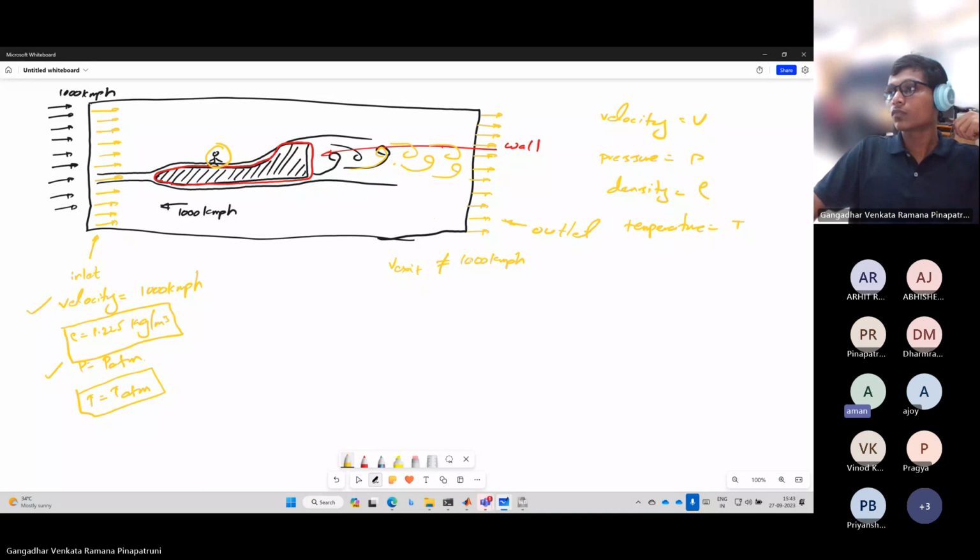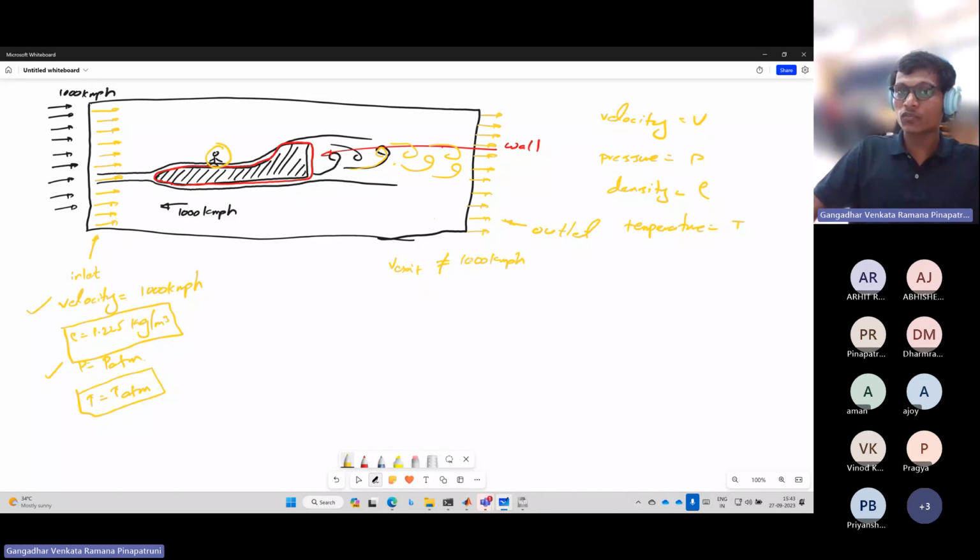Less than 1,000 kmph, sir, because it can produce some pressure difference. It can produce pressure difference also, but we don't know the value.